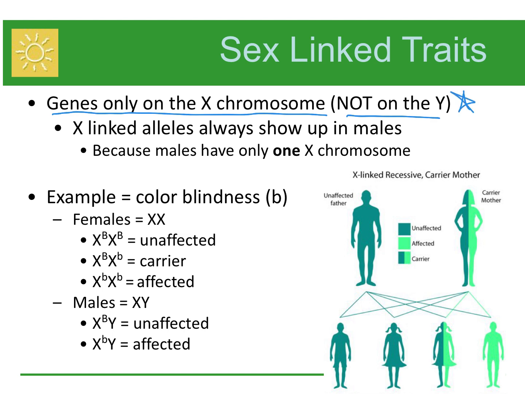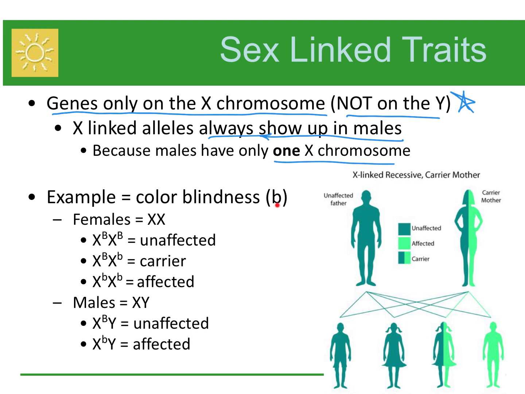So that means that these X-linked alleles are always going to show up in males, and that's because males only have one X chromosome. So let me go through the example of color blindness. Okay, so color blindness is a lowercase b.